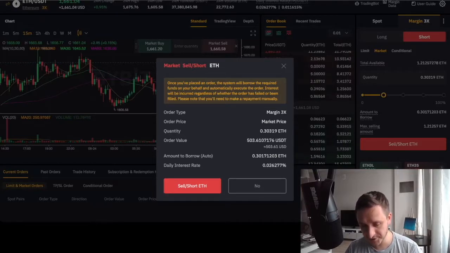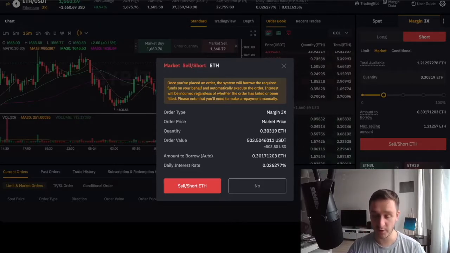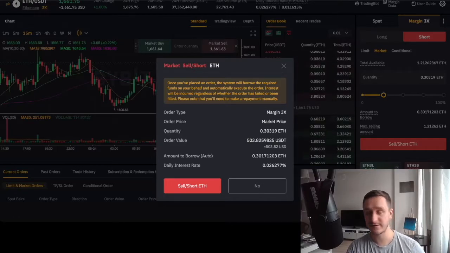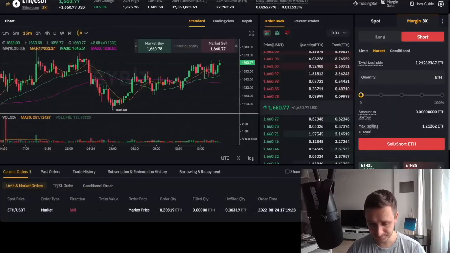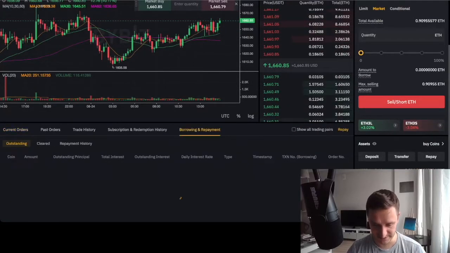0.03 ETH, that's the quantity, order value $500, and that's the amount to borrow. There's a daily interest rate for that borrowing, so that position will actually cost me money for holding in the long term. This kind of thing people do for the short term. So for example, if you want to leverage your position, you are super confident about the given coin going up or down and you want to bet on that, then probably using margin is fine. So let me click on that, but remember it's super risky in the end.